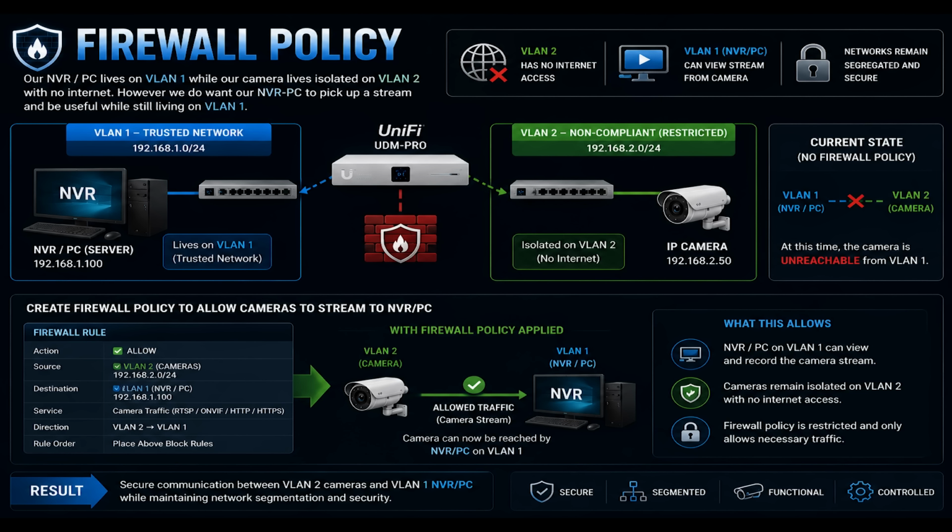At this time, our NVR/PC lives on VLAN 1 while our camera lives isolated on VLAN 2 with no internet. However, we do want our NVR PC to pick up a stream and be useful while still living on VLAN 1. At this time, the camera is unreachable from VLAN 1. So let's create a firewall security policy restricted to allow traffic from our restricted VLAN to our NVR PC.